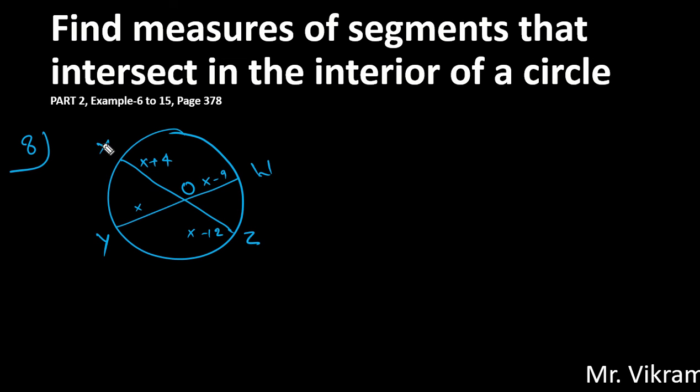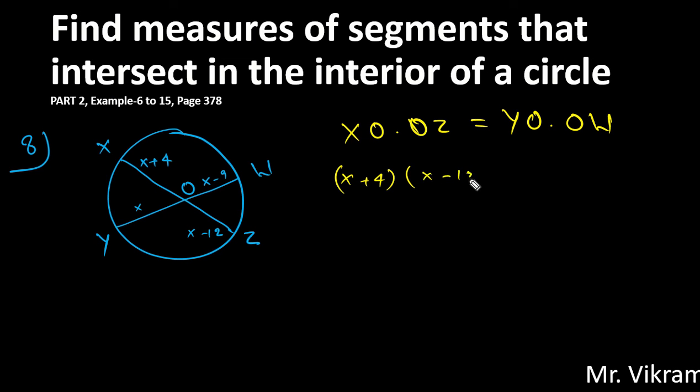Don't get confused with this capital X here. This is small x. Let's consider this as a small x so you will not get confused. So again, capital X O times O Z is equal Y O times O W. And what do we have to do? We need to find x. So again, just substitute the values here. XO is x plus 4 times x minus 12 is equal x times x minus 9, right?